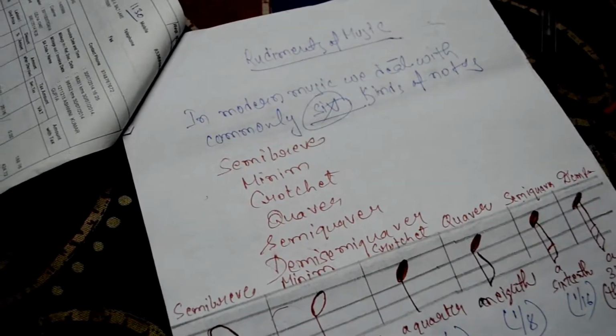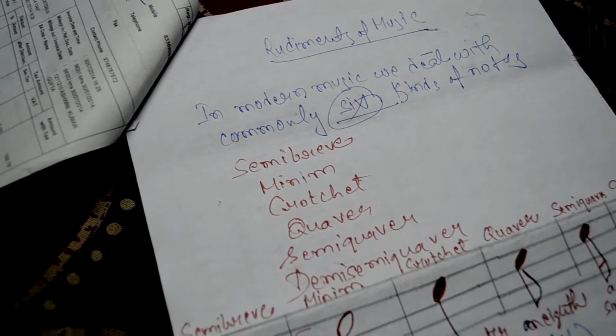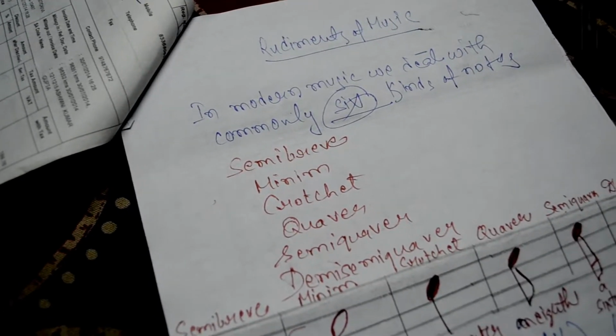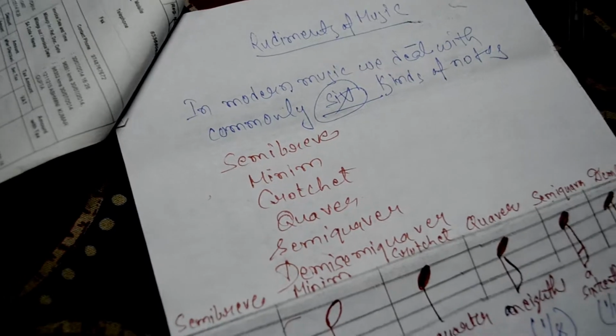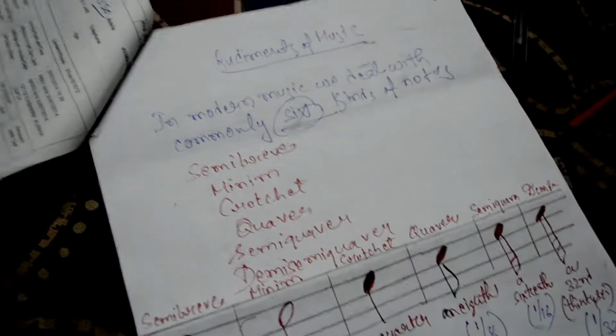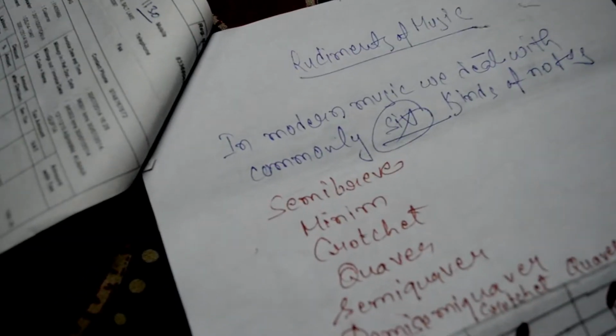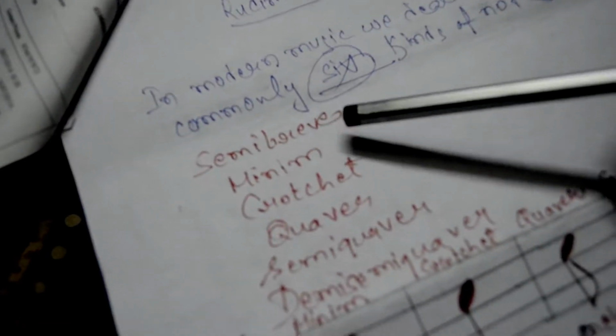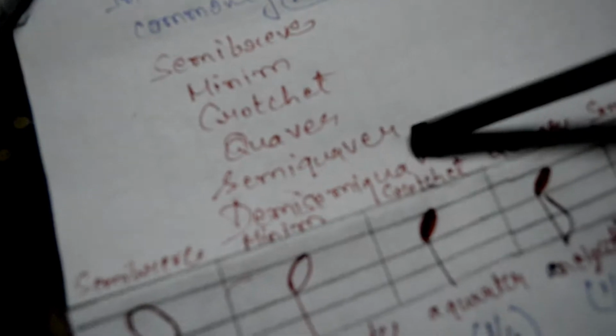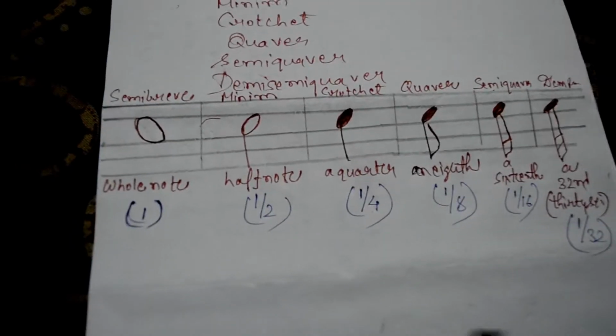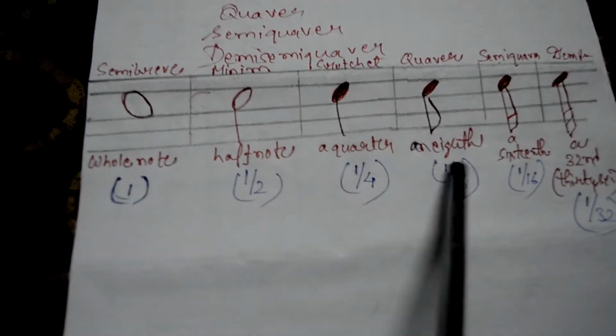In the previous lesson, I told all of you about the different kinds of notes in modern music. In modern music, we mainly deal with six kinds of notes, and they are, as you can see, semibreve, minim, crochet, quaver, semiquaver, and demi-semiquaver. You can also see the representation of these notes.